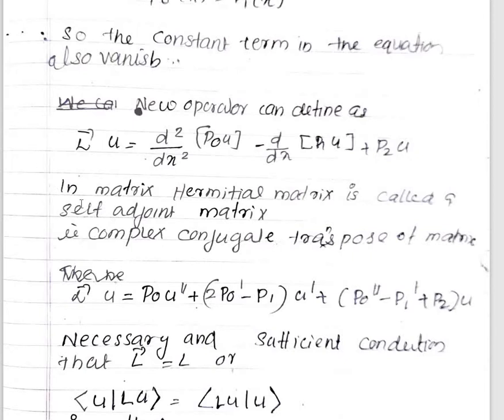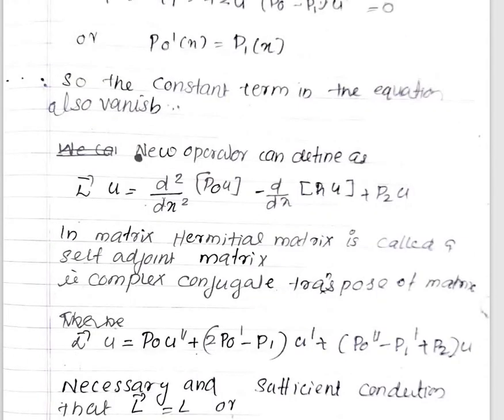Okay, so in matrix terms, a Hermitian matrix is called a self-adjoint matrix. That is, self-adjoint means nothing but the complex conjugate transpose of a matrix. So L of u is equal to p0 u double dash plus 2 p0 dash minus p1 u dash plus p0 double dash minus p1 dash plus p2 u.